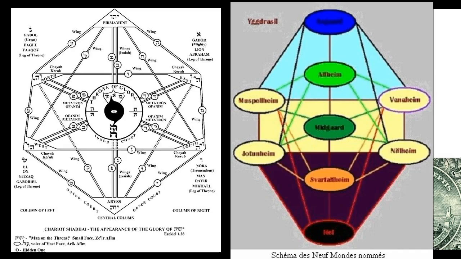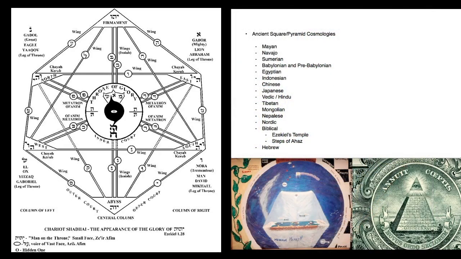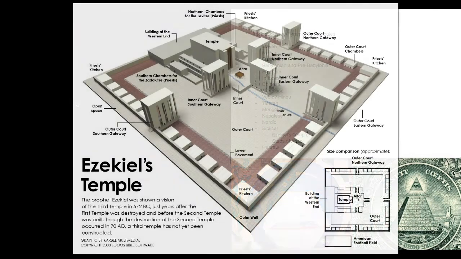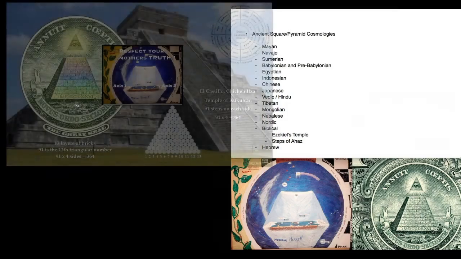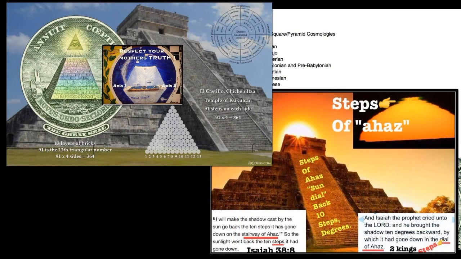In the Bible, we also see Ezekiel's temple described as having four sides, like a square. And in 2 Kings, we see a description of the steps of Ahaz, which describes the sun rising according to steps on a pyramid.